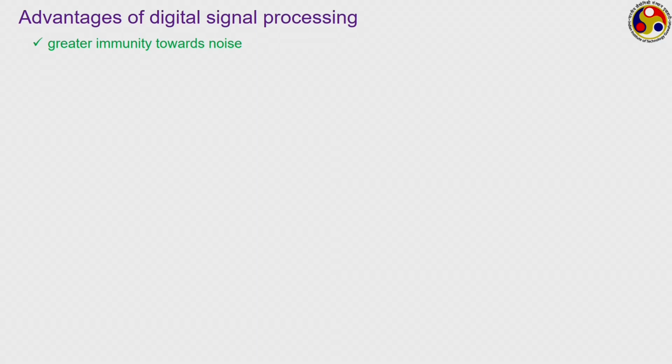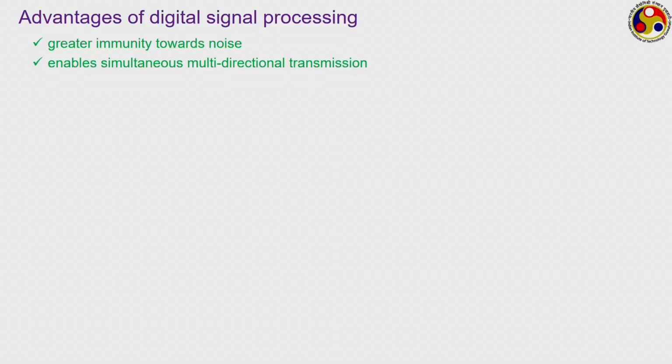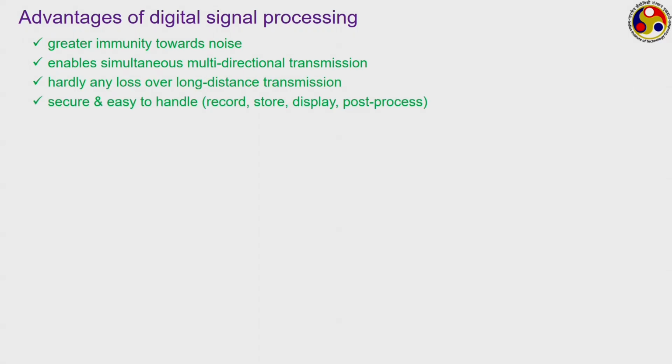Firstly, greater immunity towards noise. We shall be shortly seeing one example. Digital signals are totally immune to the surrounding effects, thereby whatever input you are giving, that comes out exactly in the same form, or whatever form we want. That enables simultaneous multi-directional transmission without any kind of transmission losses. Hardly any loss over long distance transmission, as I just mentioned. Secure and easy to handle.